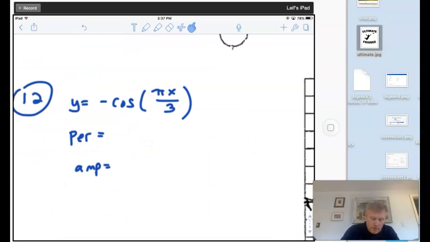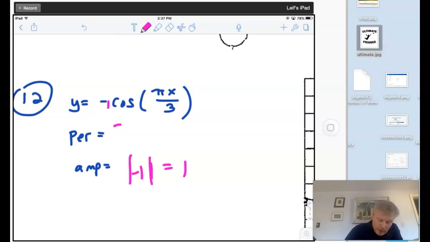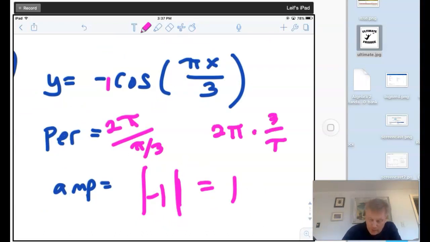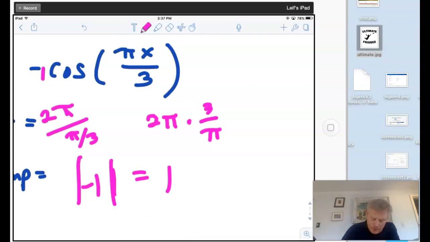Next one. Here's a negative cosine. So, period. What's in front of the cosine? In this case is 1. Well, that's the amplitude. Absolute value of negative 1 is positive 1. Period is 2 pi over b. B in this case is pi over 3. So if you take 2 pi times the reciprocal, pi's cancel, you're left with 6. So that is going to be my period.